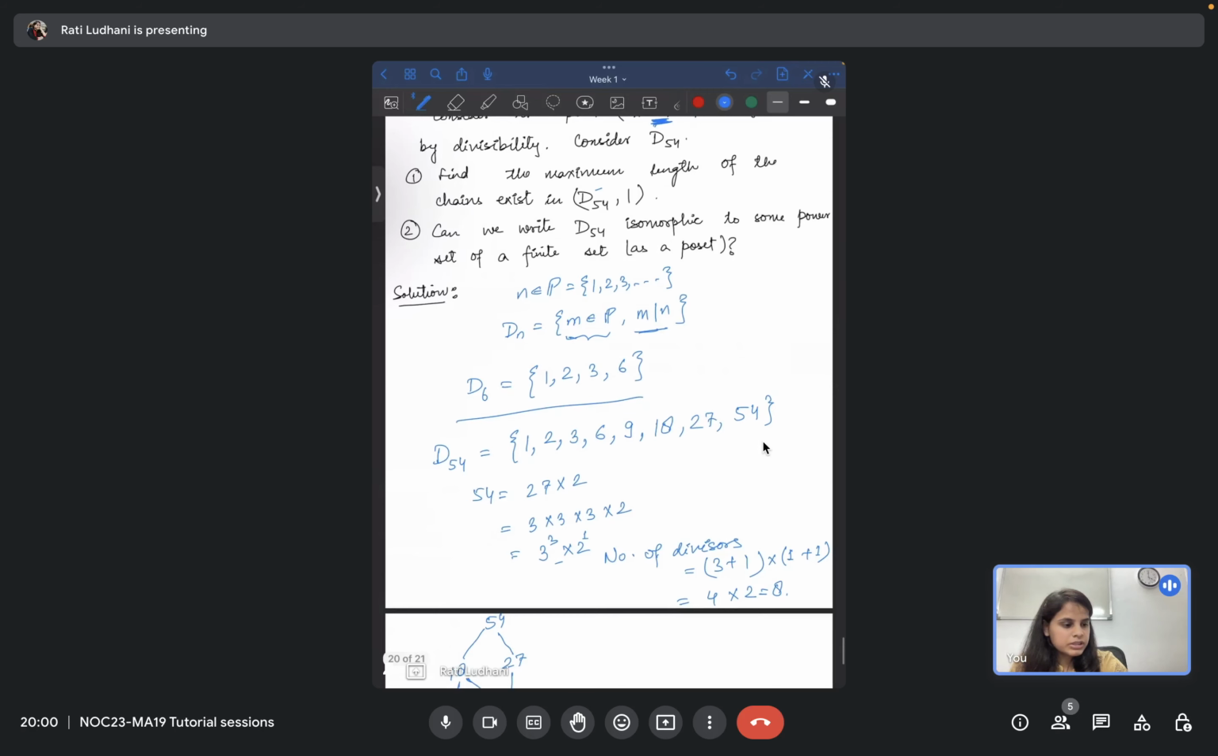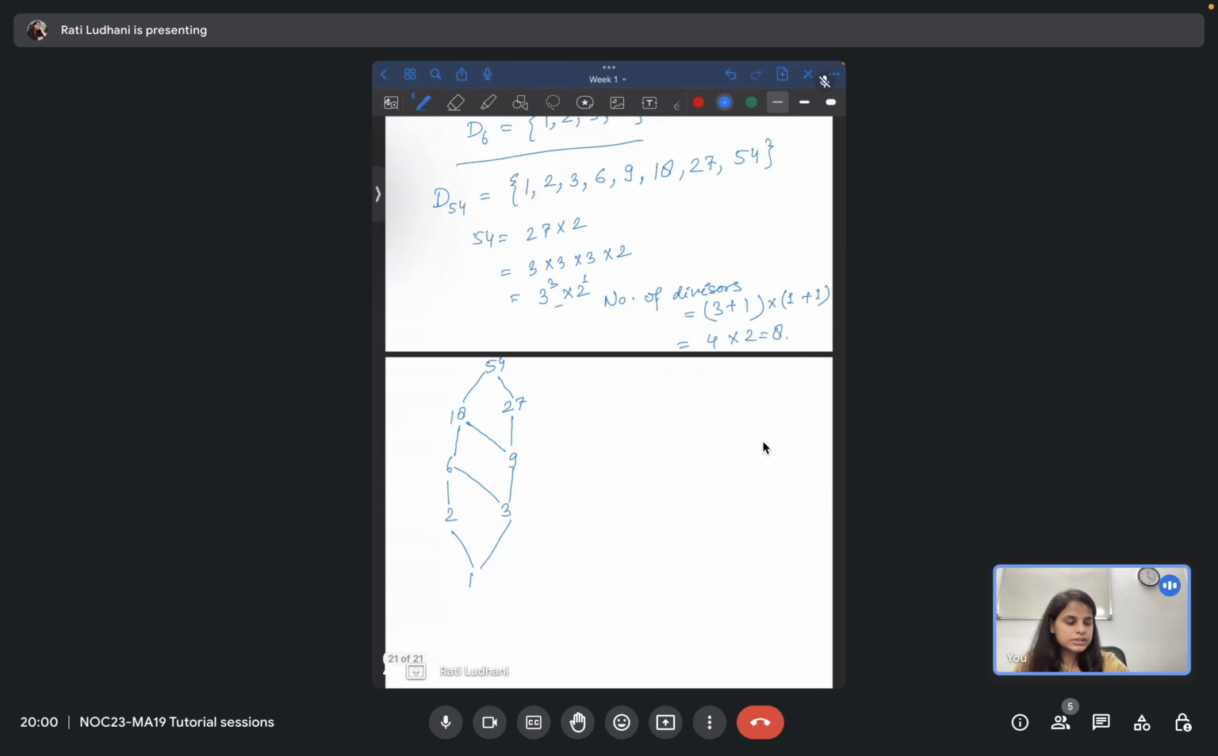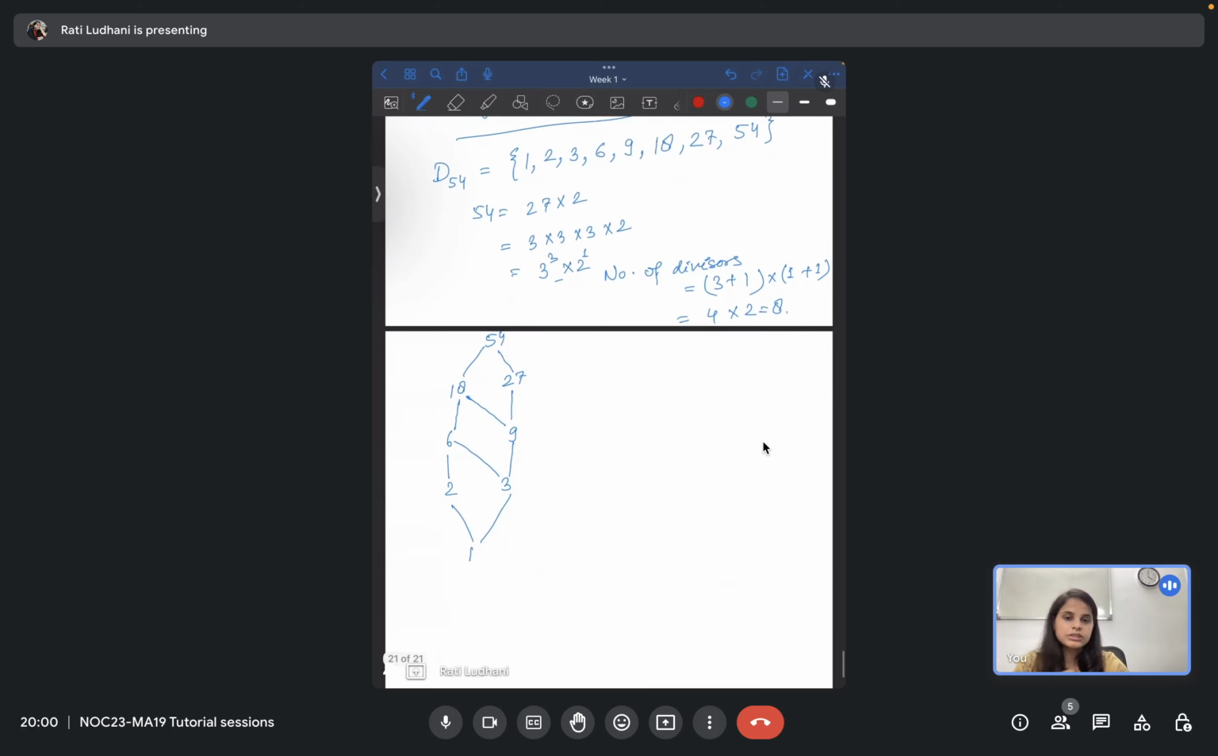Now you have been asked the maximum length of a chain. Which chain can you consider? Just check what all chains you can take, and you have to pick the maximal one. So can you tell me one chain? Maybe try to find the biggest one. You are trying to find a subset of this Dn which forms a chain under the divisibility relation.